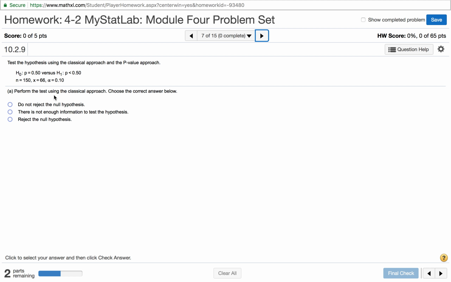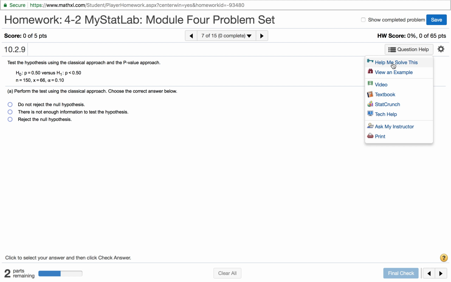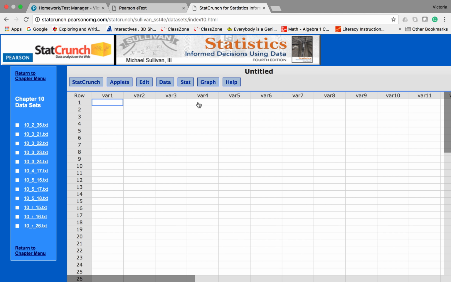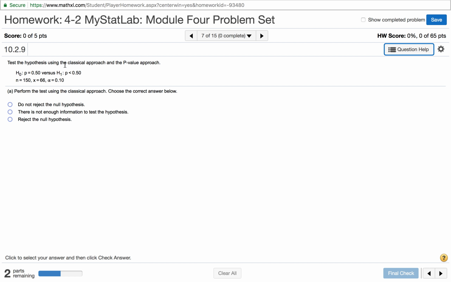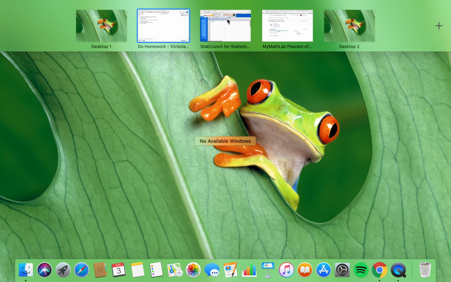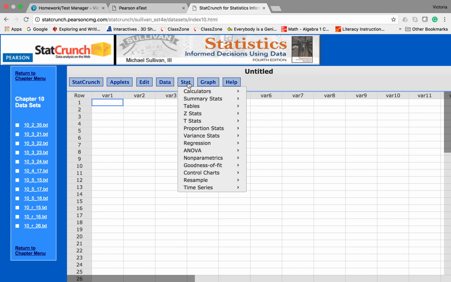First things first, you're going to have different values than I am. But that's okay, you can just fill in your values according to what you have in your problem. So we're going to go to question help and then to StatCrunch. We'll open up StatCrunch here. To run this hypothesis test, because it is regarding a proportion, p equals 0.5, so the percentage is 0.5. We're going to go ahead and say Stat, Proportion Stats, One Sample, With Summary.